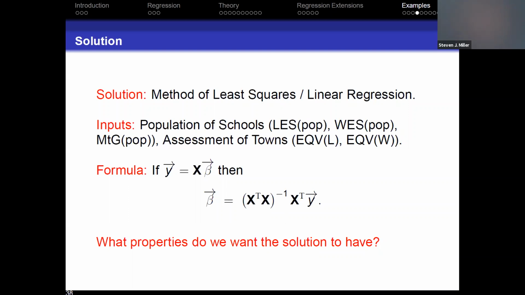Before we did y equals ax plus b, we had 2 parameters, a and b. Now I want a combination of Lanesboro population, Williamstown population, Mount Greylock population, assessment in Lanesboro, assessment in Williamstown, and maybe also a constant term as well. So now we would be doing a linear regression, but with 5 or 6 parameters and not just 2.